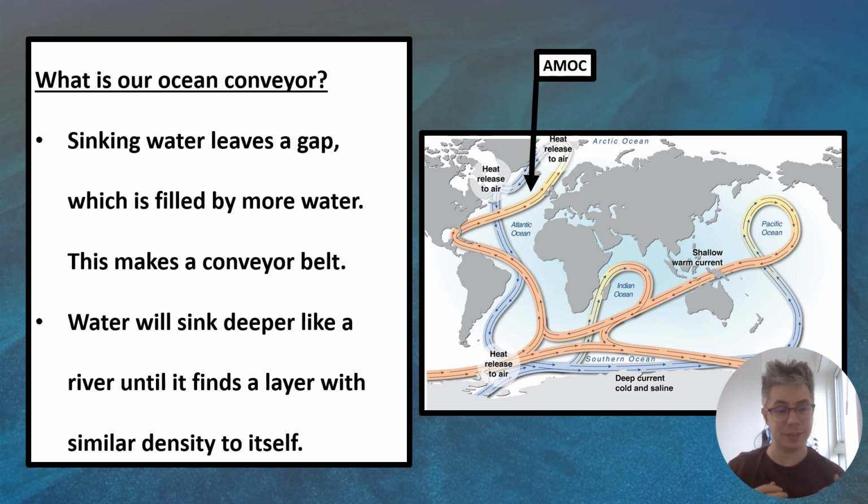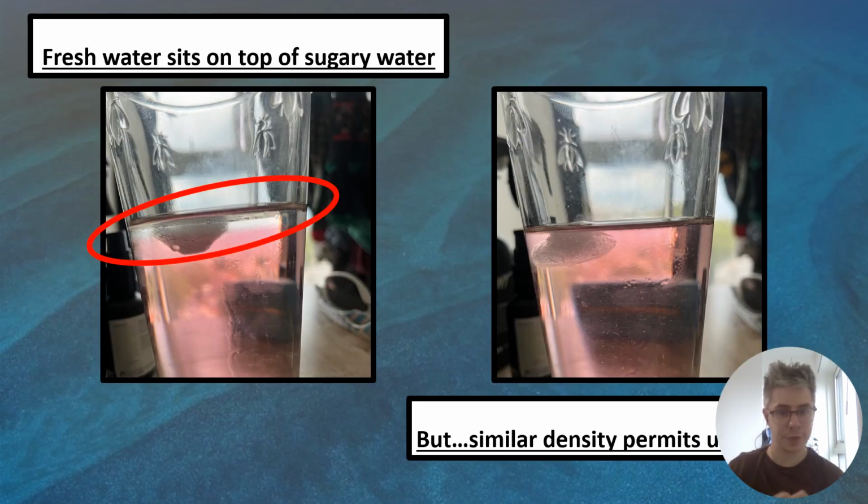That water then sinks deeper and deeper like a river until it finds a layer which is a similar density to itself, and then it spreads. If this is a bit confusing, there's something you can try at home. If you pour yourself a glass of cordial with some water and add an ice cube, as the ice melts, that fresh water will sit on top of the sugary water. In this case, the sugary water is similar to the salt water. Because the water has sugar in it, it is heavier, so that fresh water sits on top. But it is similar enough in density that if I mix it around, it all mixes together so that you can have a sugary drink.